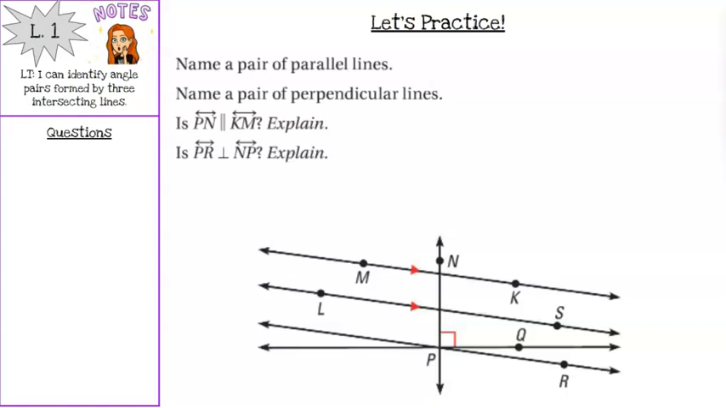A little more practice here. Name a pair of parallel lines. So parallel lines, our symbol is this when we're writing it out, 2 vertical lines. But in a diagram, the symbol for parallel lines is these arrows right here. So we can say that line MK is parallel to line LS.